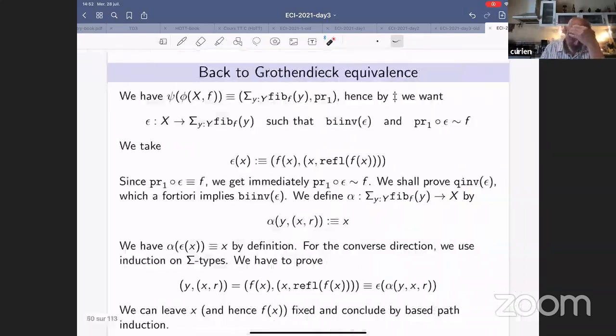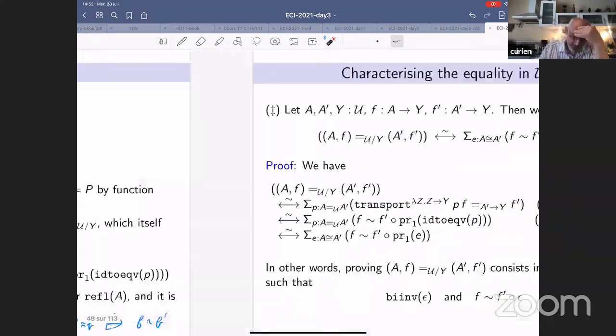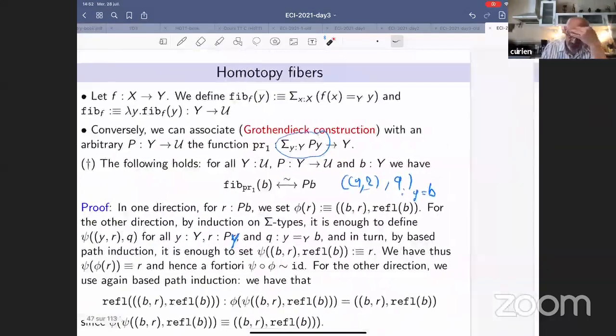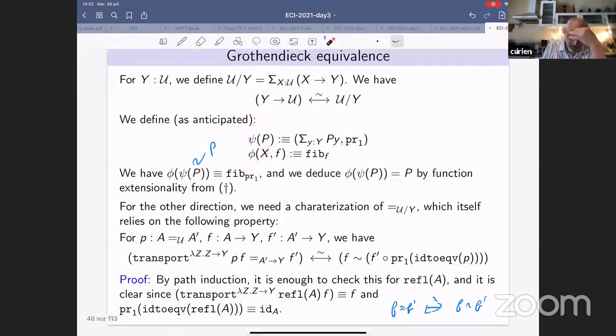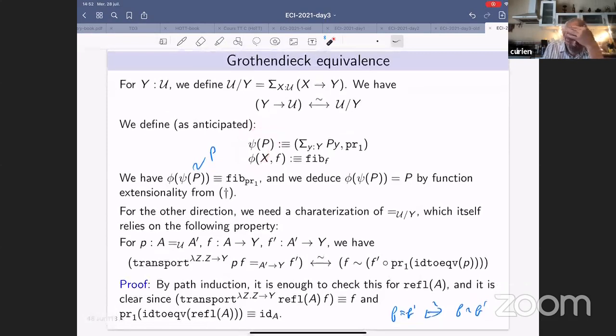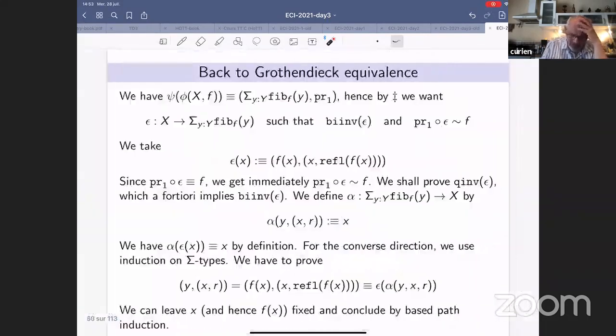Good. So now we have to remember that we had shown these two inverse functions psi and phi, and we were missing half of the proof that they are inverse. Namely, we were missing the fact that phi of psi of xf is equal to xf. So this is our goal.